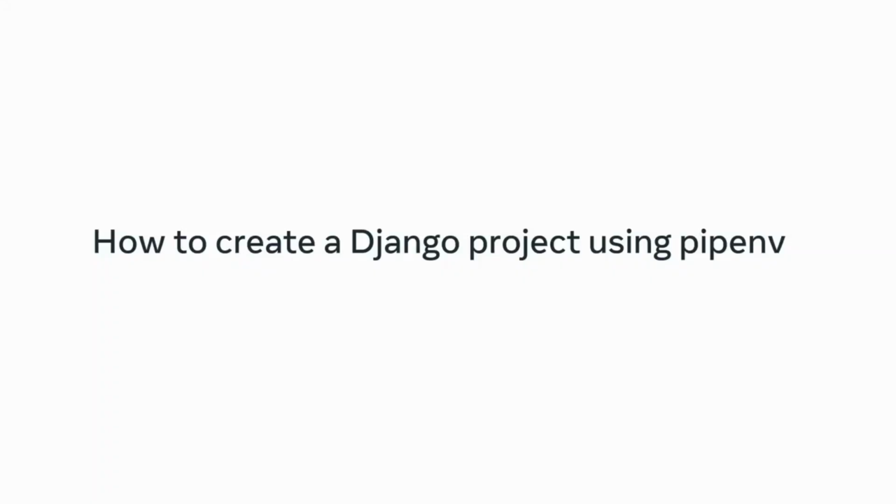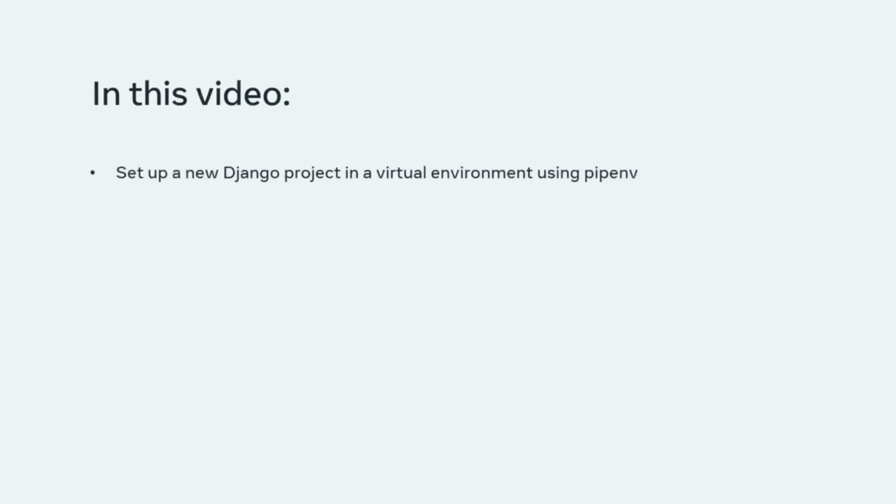Now you have the latest version of Python and Visual Studio Code with all the necessary extensions as well as pipenv. In this video, you'll learn how to set up a new Django project in a virtual environment using pipenv. You will also learn how to use your new virtual environment from the integrated terminal in VS Code.